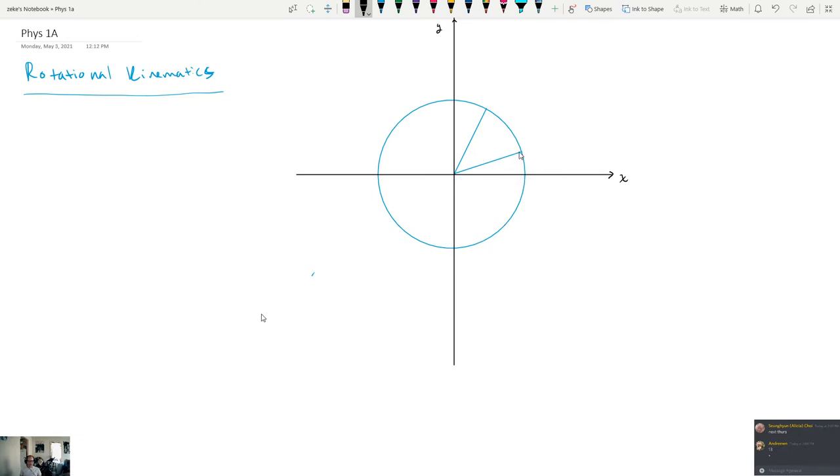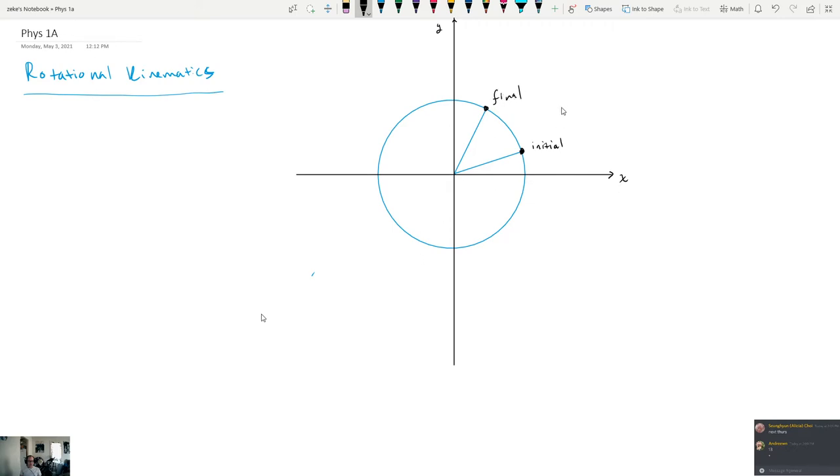And so we have an object, let's say some mass, doesn't really matter what it is, that moves from this point right here. You could have a wheel that's rotating, and you're following a point on the wheel. You could have a merry-go-round, and you're looking at a child that's moving around the merry-go-round. Either way, the object starts at this initial position and moves to this final position right here.